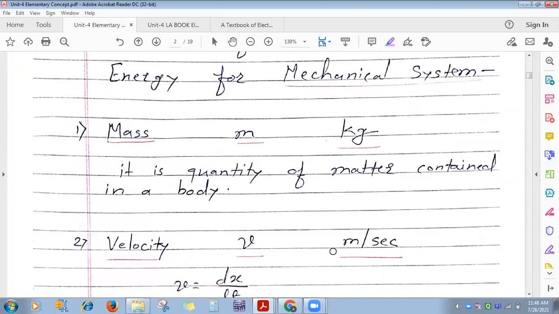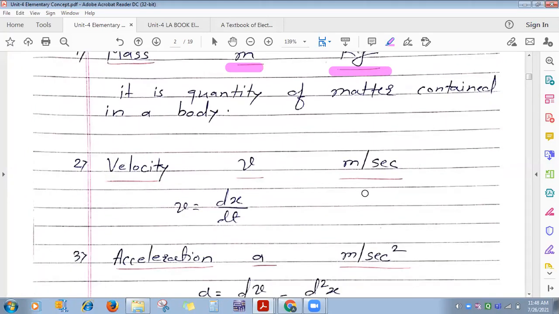Okay. So first of all, the mechanical parameters related to the mechanical system we'll see. Almost all of them you already covered in 12th, I'll just revise it, and a few electrical parameters also, which we have covered in previous units. So for the mechanical system, mass we denote by small m. Unit is kg. How do we define it? It is the quantity of matter contained in a body.